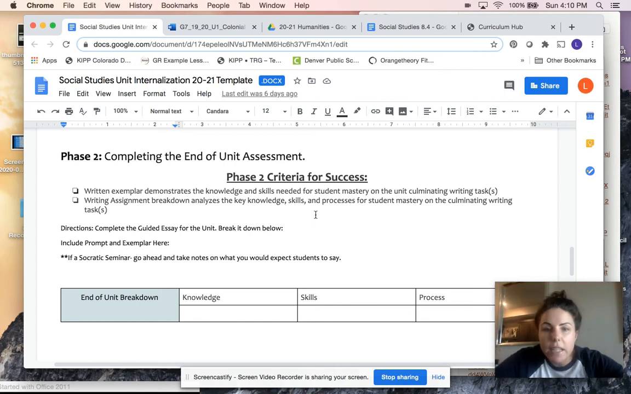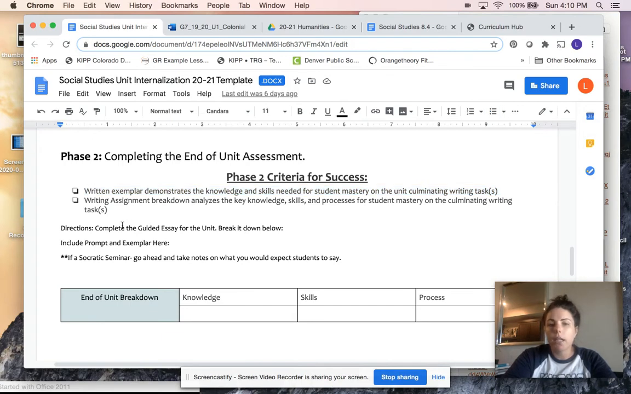Okay, so phase 2, we are doing the written end of unit exemplar, and then we're going to break it down. I'm going to walk us through this piece. So here's my CFS. Written exemplar demonstrates knowledge skills needed for student mastery on the unit culminating writing task. Writing assessment breakdown analyzes the key knowledge skills and processes for student mastery. We're only going to focus on this one for this video, okay?